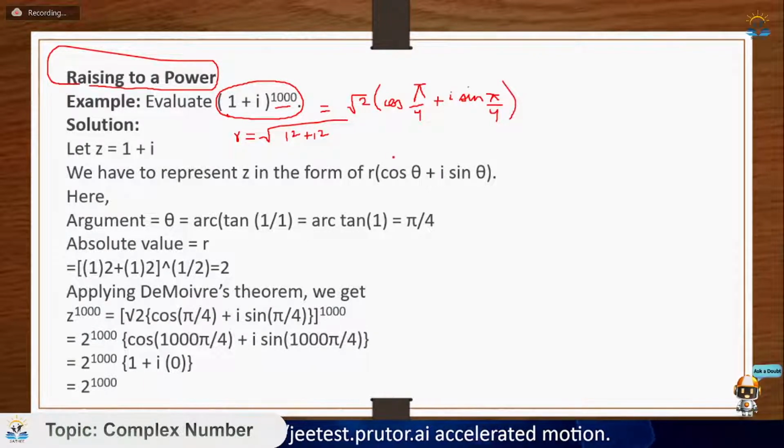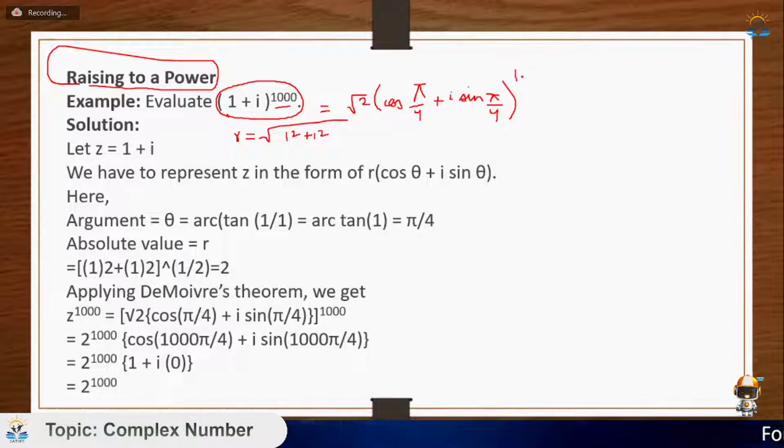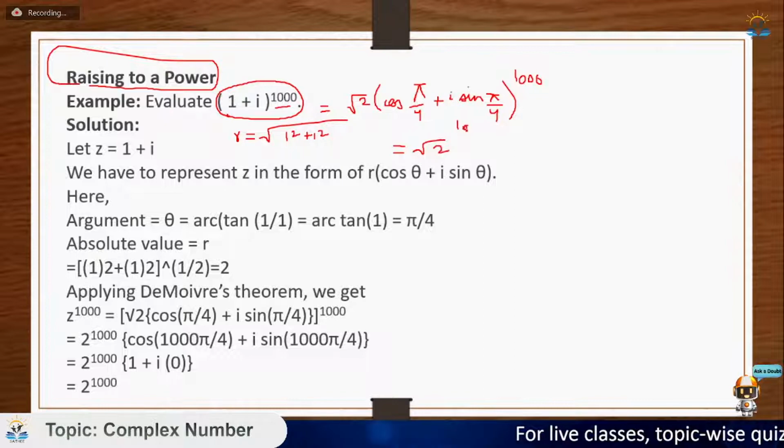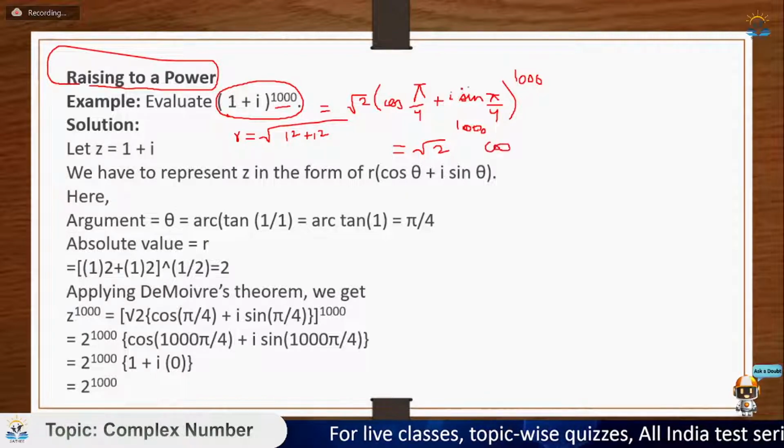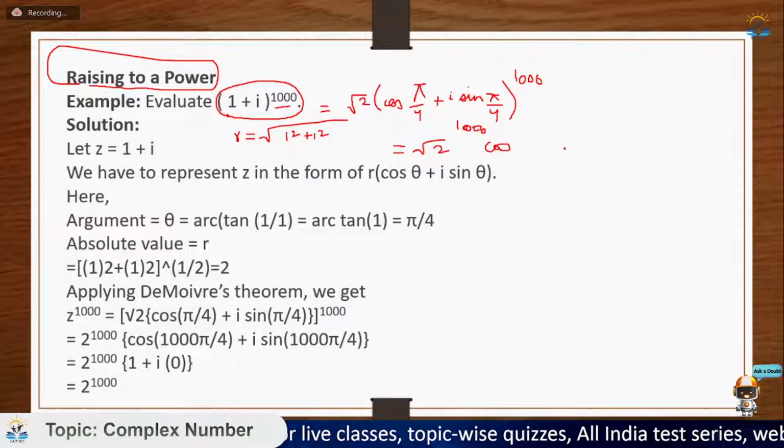So you got root 2 times cos of pi by 4 plus iota sin pi by 4. And then I will raise it to the power 1000. Raising it to the power 1000 would give me root 2 power 1000, and then cos of 1000 pi by 4 plus iota sin 1000 pi by 4.